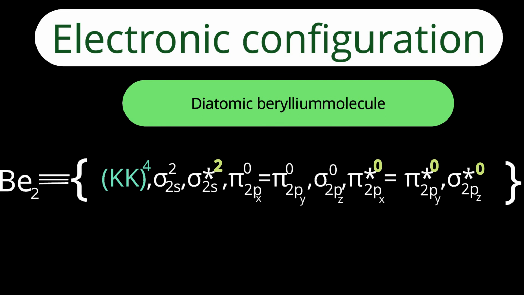Afterwards, the next higher energy orbitals are actually a set of orbitals: pi star 2px and pi star 2py. Both are degenerate, both have the same energy. How many electrons are there in pi star 2px? 0. And how many in pi star 2py? 0. And the highest energy orbital, sigma star 2pz, has 0 electrons. So this is a way of electronic representation, now for the diatomic beryllium molecule.